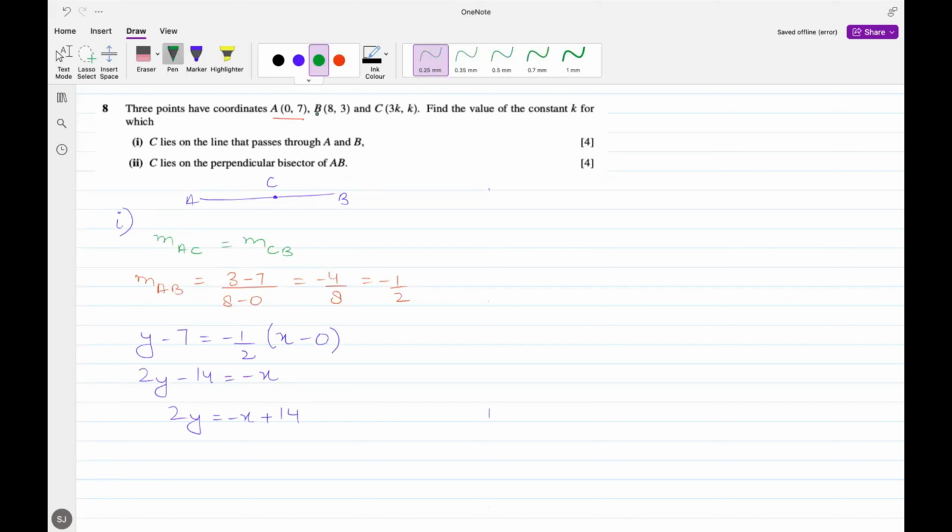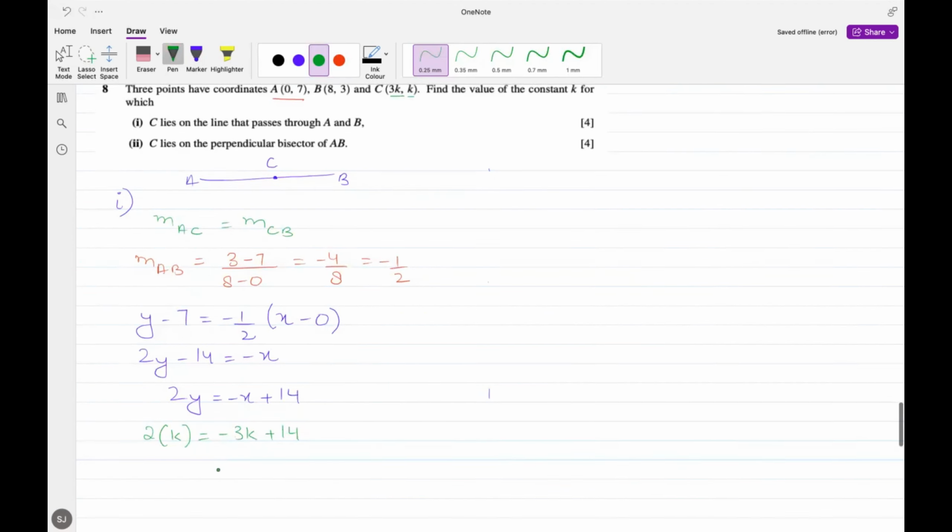Now to find the value of k, we can substitute 3k in place of x and k in place of y. So we'll get 2 into k equals minus 3k plus 14. Simplifying this, we'll get 5k. So this will become 2k plus 3k, which is 5k equals 14. And k will be equal to 14 upon 5. Or we can write it in decimal as 2.8.